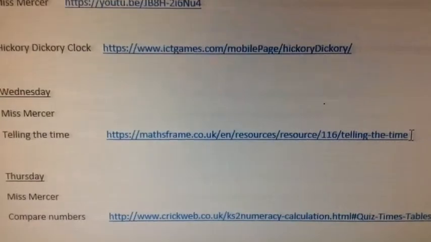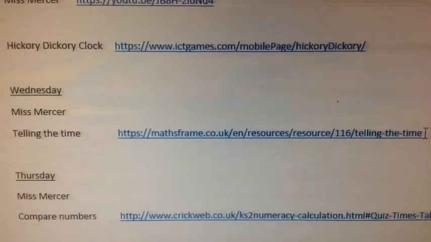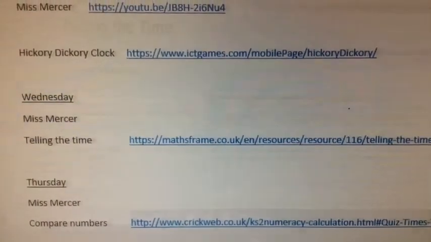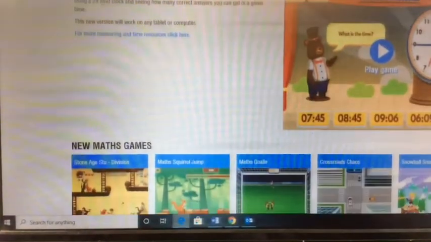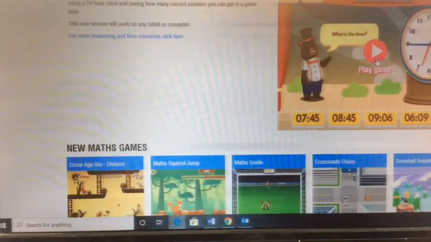And we'll start off with another little game on the internet, revising time. So go to the Google Emergency Pack and you'll find the link there. We're using the Maths Frame website and a game called Telling the Time. It comes up like this. But if you scroll down, here's the game.